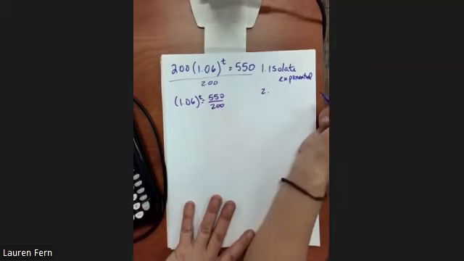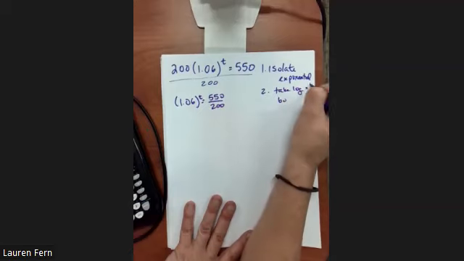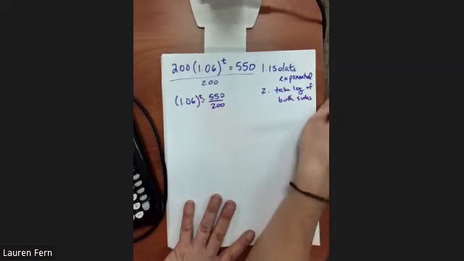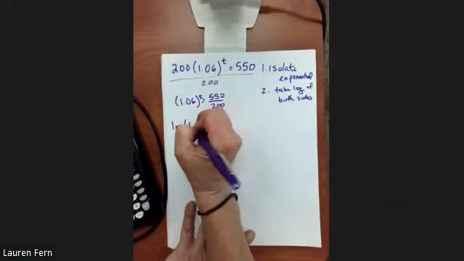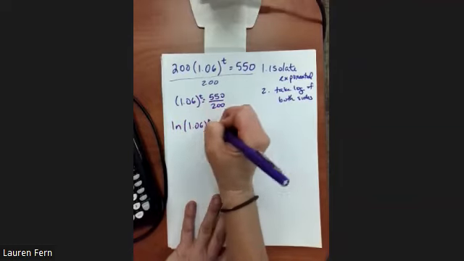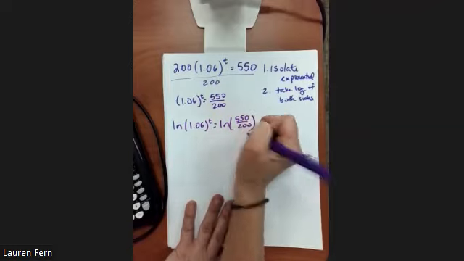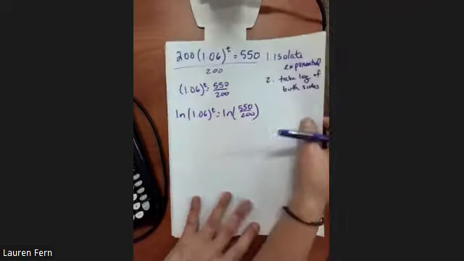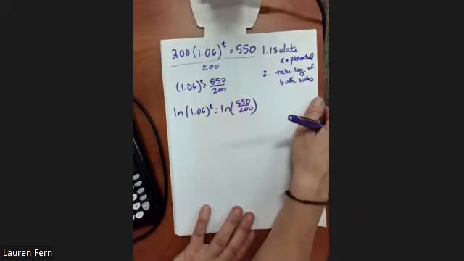What's my second step? Take the log of both sides. What should we use? The LOG log or the natural log? LN, all right. We'll take the natural log of both sides. And if you're allergic to taking the natural log of both sides, you can always take the LOG. Kind of just kidding.